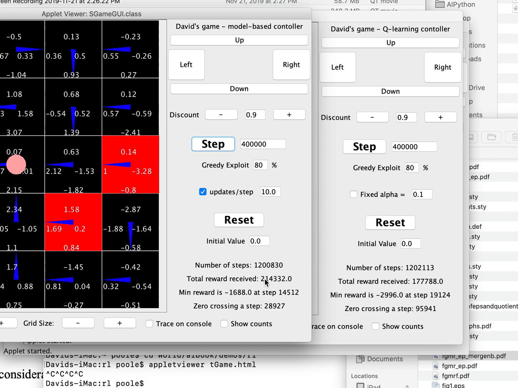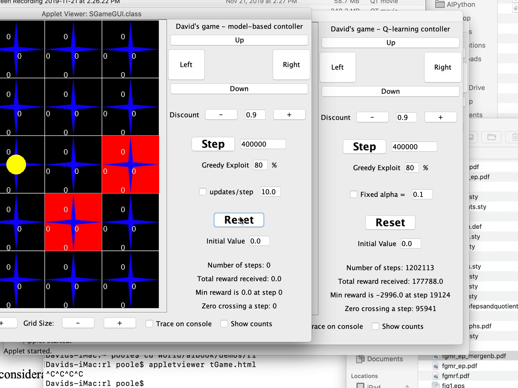And you notice that the total reward received in the bottom left here for the model-based controller is a lot more than the total reward received for the Q-learning controller. So model-based is a good idea, but uses much more data and is slower, particularly with 10 updates per step. You can imagine doing it with only one update per step, and we'll get to 12 million steps.